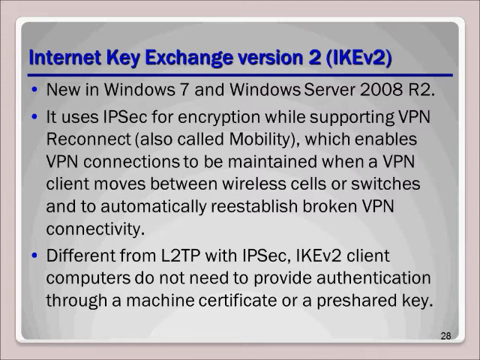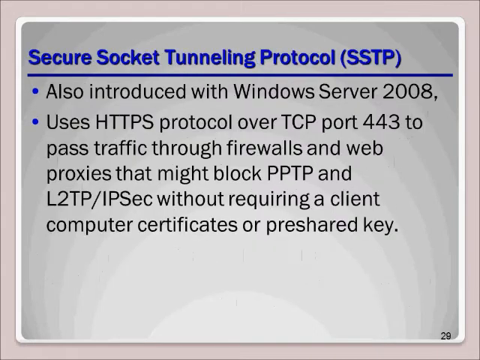The Internet Key Exchange version 2, new in Windows 7 and Server 2008 R2, uses IPsec for encryption while supporting VPN reconnection, which enables VPN connections to be maintained when a VPN client moves between wireless cells or switches, and automatically reestablishes broken VPN connectivity. Different from L2TP with IPsec, with IKE version 2, client computers do not need to provide authentication through a machine certificate or a pre-shared key.